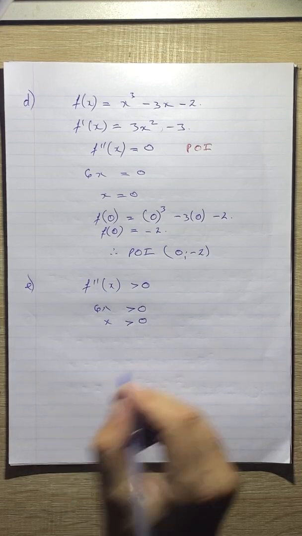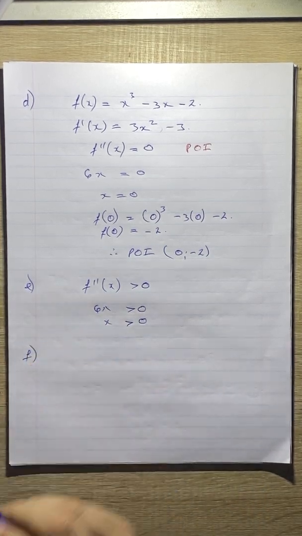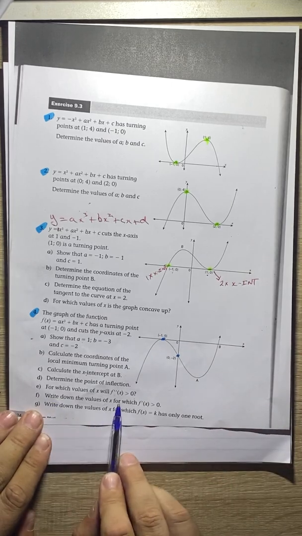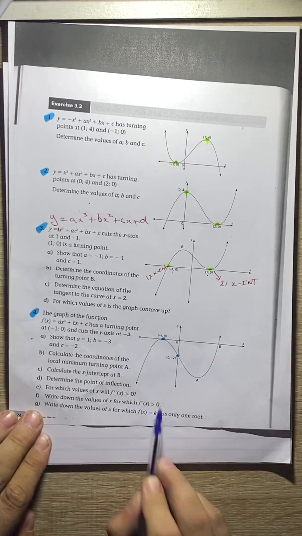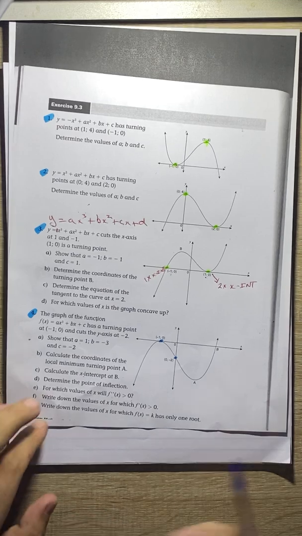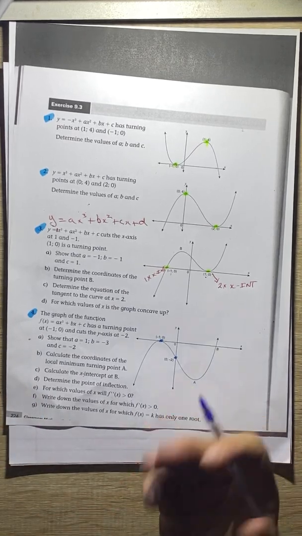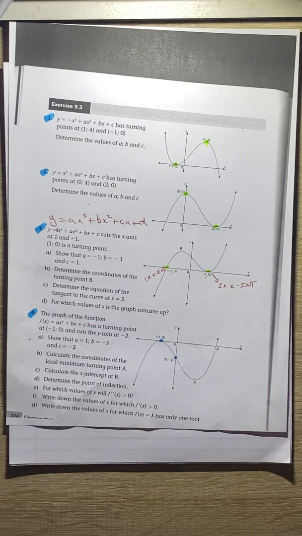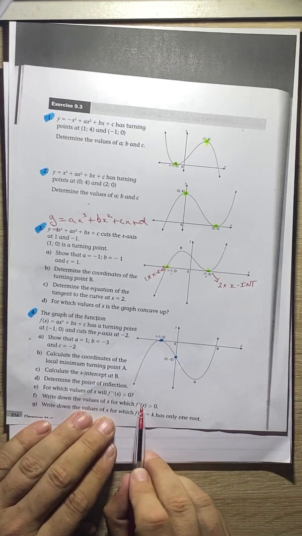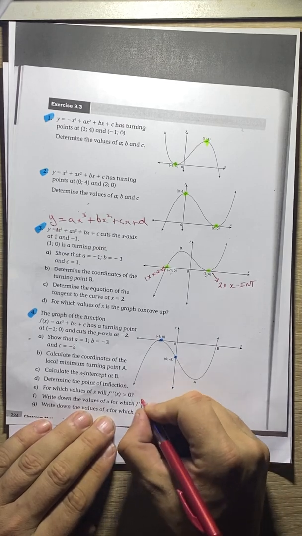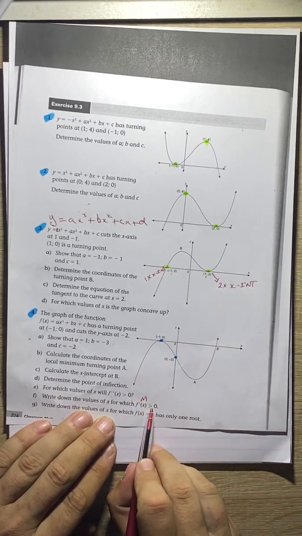Then, question F. Question F is asking, write down the values of x for which f dash x is greater than 0. Okay, now there's two ways we can do this. We can either look at the graph, or we can actually solve it algebraically. Now, just remember what this is saying. It's saying f dash is basically your gradient. So it's asking, where is our gradient positive?